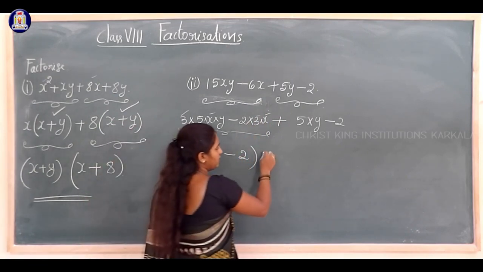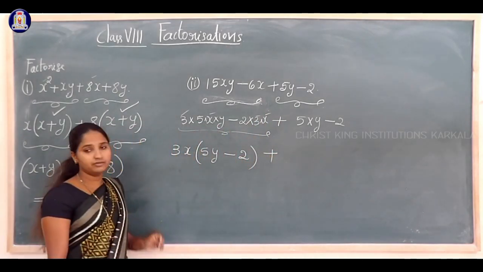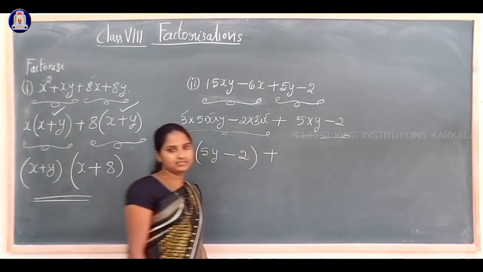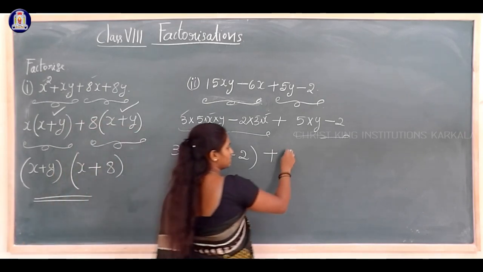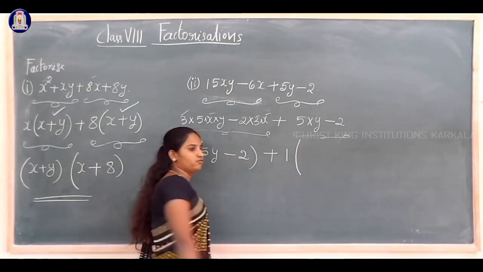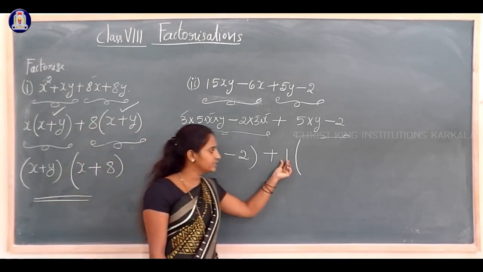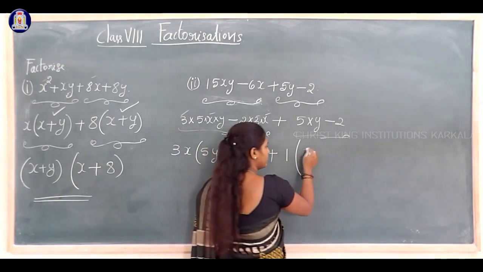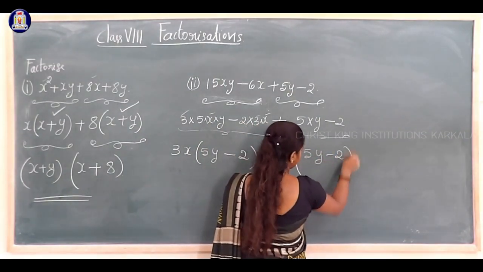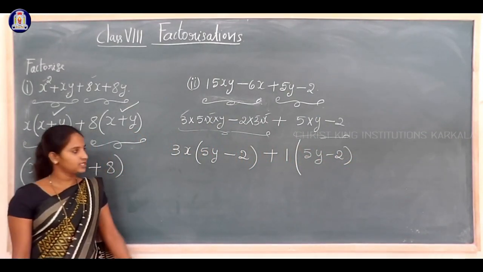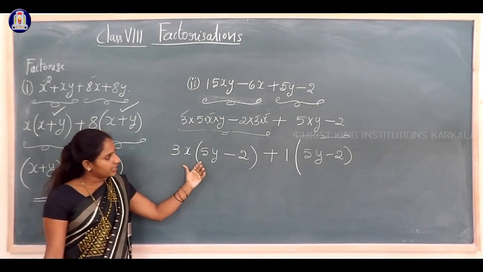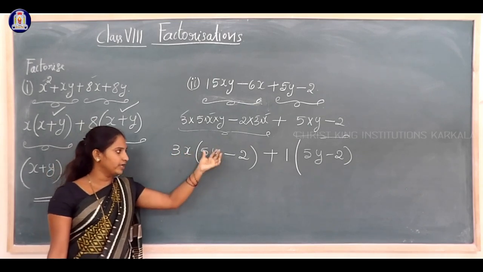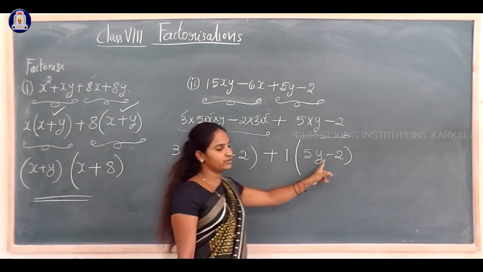So next, plus 5y minus 2, this is one group, right? In these two, which is the common, same factor? There is no common factor, so we will write a 1 in these two. So what is remaining? The same factor is remaining, so 5y minus 2. Clear? So now see, after taking the common factor, again we will get two terms like this: 3x into 5y minus 2 and 1 into 5y minus 2.